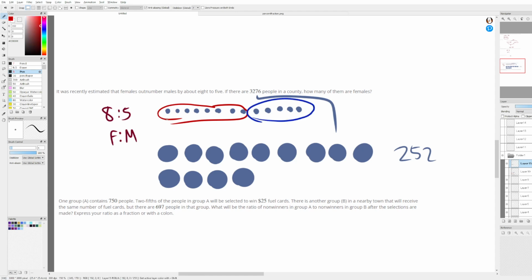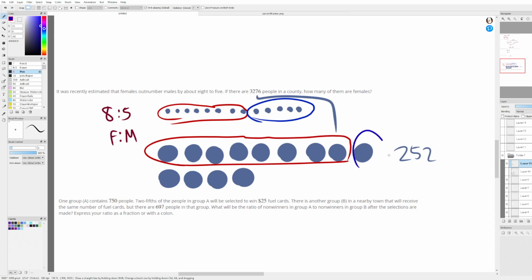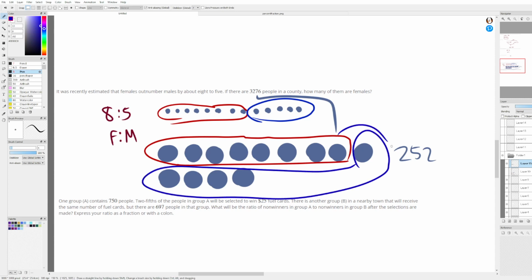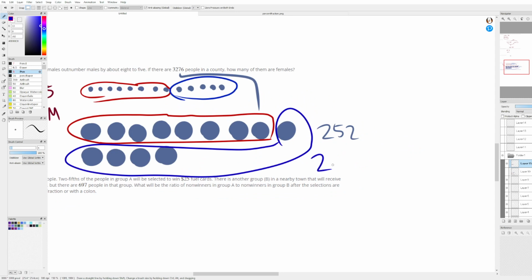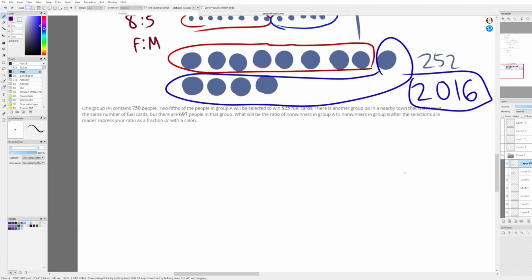And in the same vein, 8 of these are going to be female, and 5 of these are going to be male. So if we multiply 252 by 8, we get 2,016 people. And that is going to be our answer. There's going to be 2,016 females.